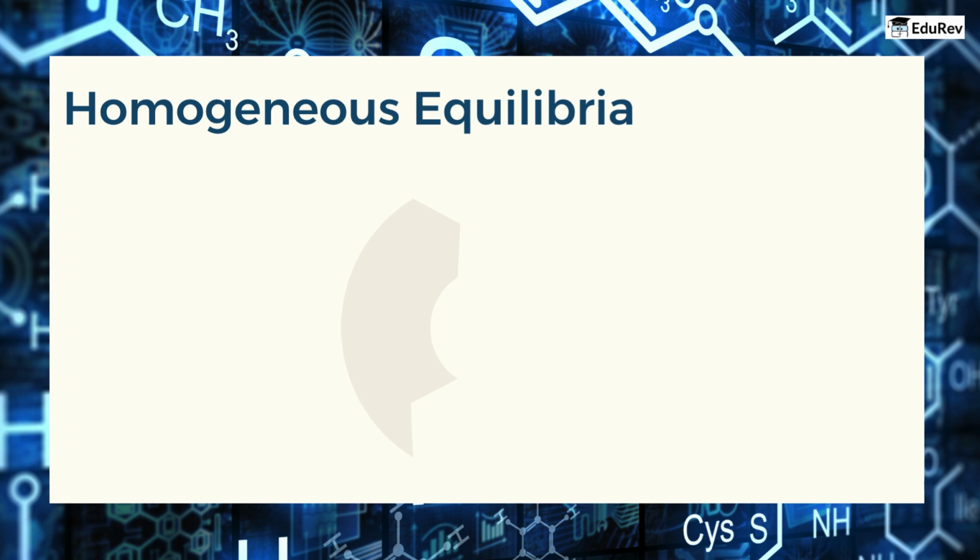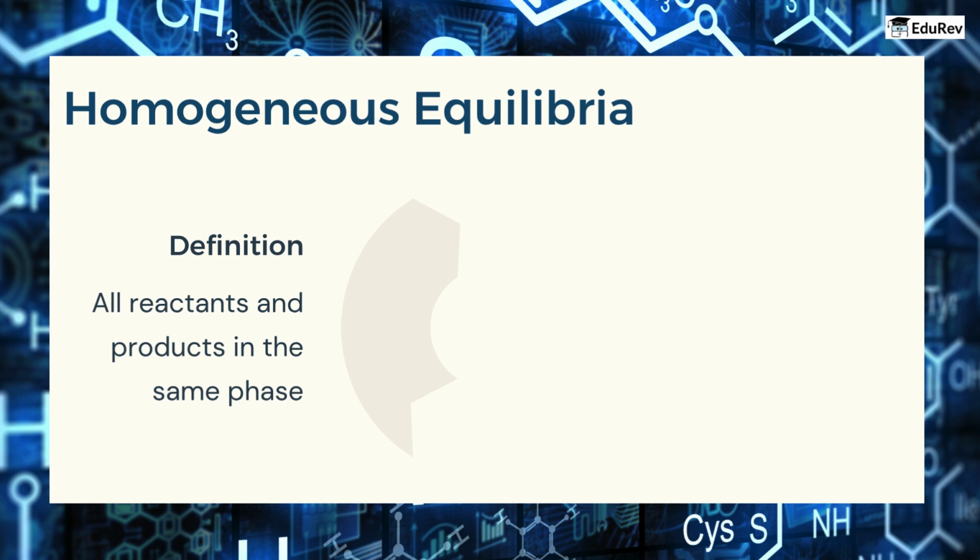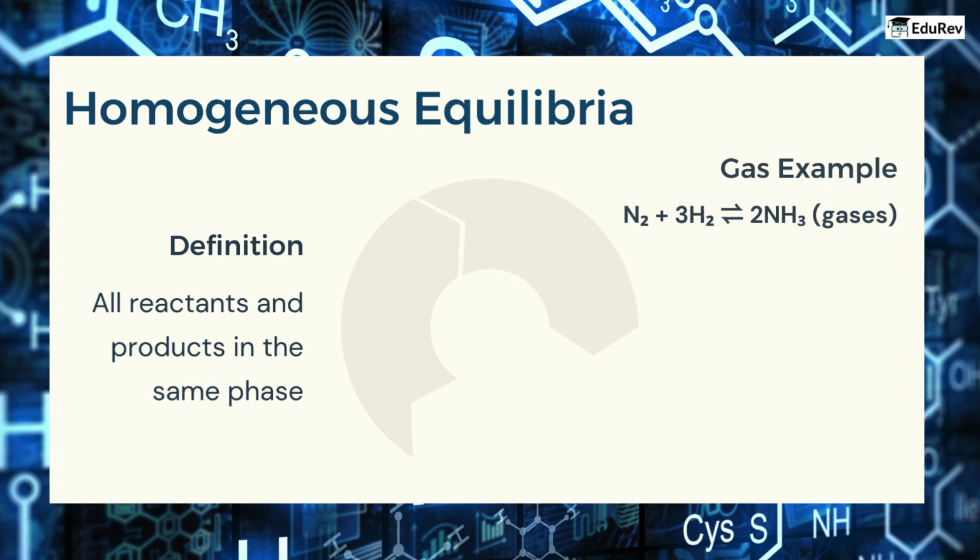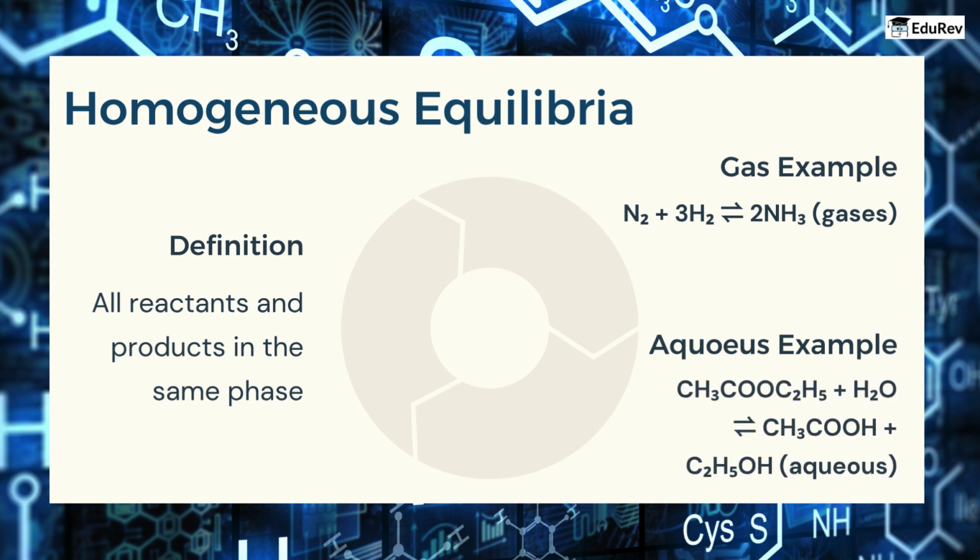Let's learn about homogeneous equilibria. In homogeneous equilibria, all reactants and products are in the same phase. An example for the gas phase can be nitrogen gas and hydrogen gas in equilibrium with ammonia gas. An example for the aqueous phase can be ethyl acetate and water in equilibrium with acetic acid and ethanol.